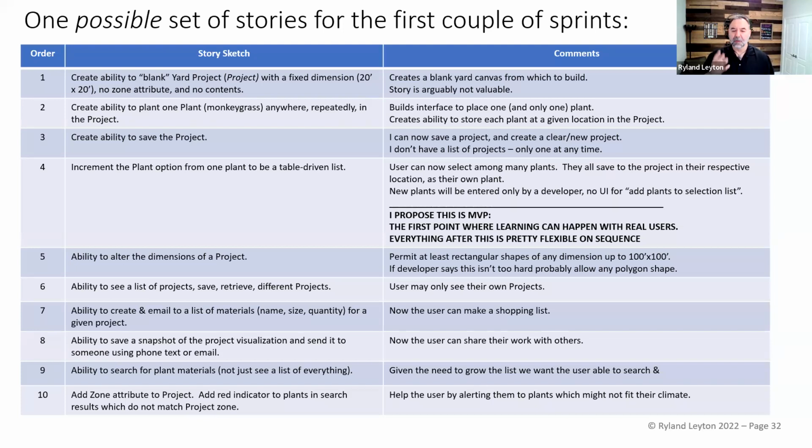So what am I proposing? Four stories. A blank fixed dimension yard, 20 by 20. You can't make multiple of them. You can just invoke a blank project and start designing it. Arguably, so far, that's not enough. But at least I have a canvas. I acknowledge this is insufficient.